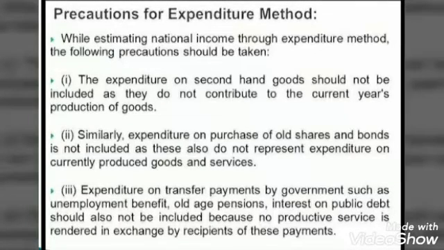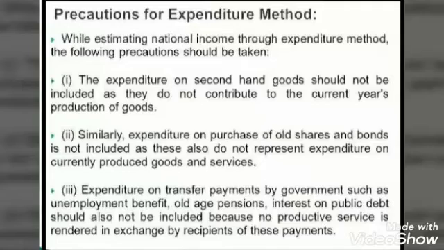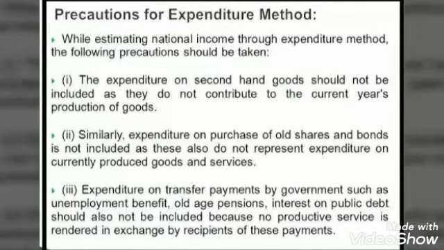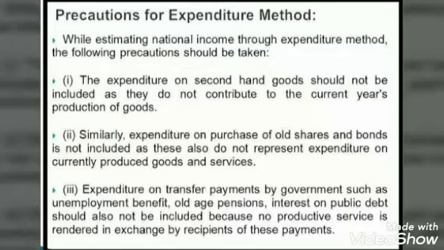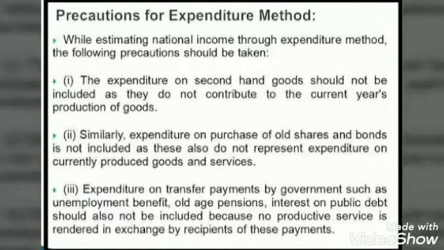Then, children, apart from this, expenditure on transfer payments by the government like scholarships and old age pensions are not to be included, because transfer payments do not cause any value addition in the economy. Also, only final expenditure is to be taken into account to avoid errors like double counting. So expenditure on intermediate goods and services must be avoided.